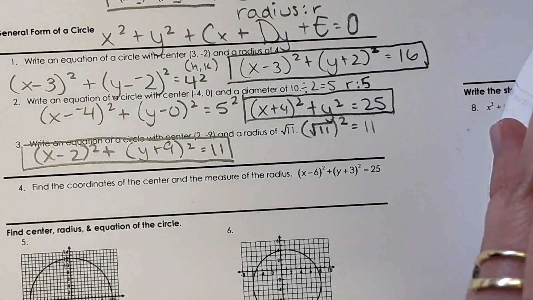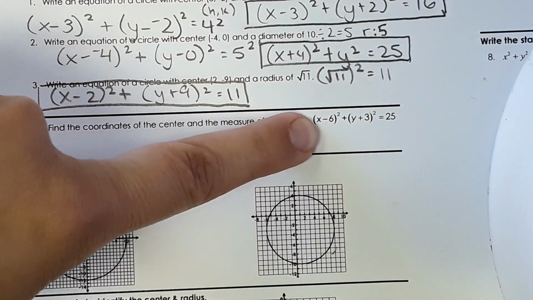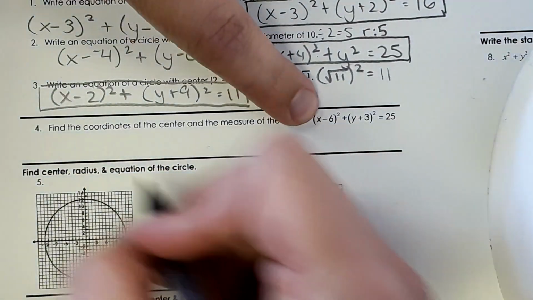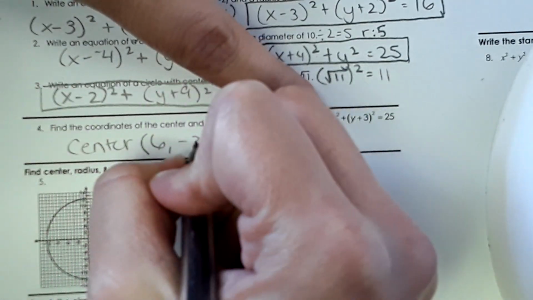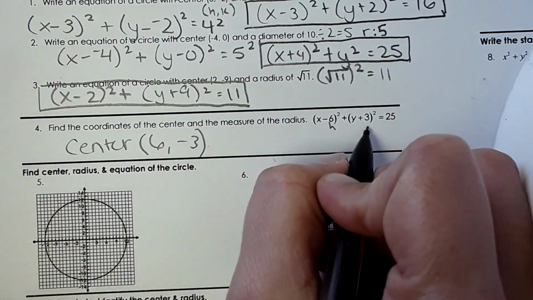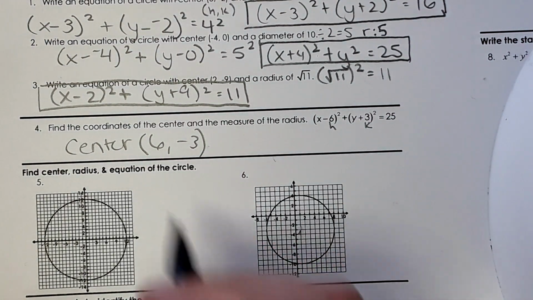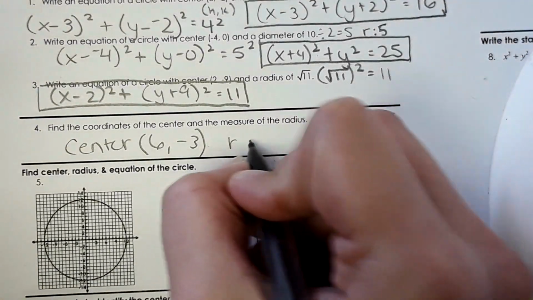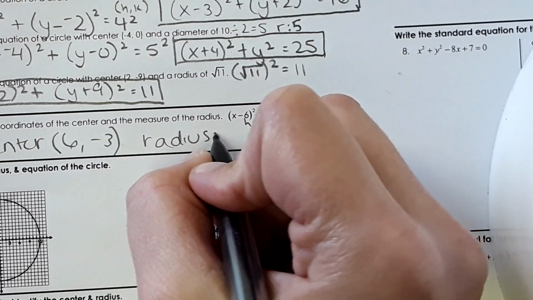Number 4, find the coordinates of the center and the measure of the radius. Okay, so now we're working backwards. They gave us the equation. We're working backwards to get the center and the radius. So the center would be 6, -3. So this is h and k. Notice how I did the opposite sign because that negative is part of the equation, not part of the number. And then the radius is going to be square root of 25. So square root of 25 is 5, so the radius would be 5.